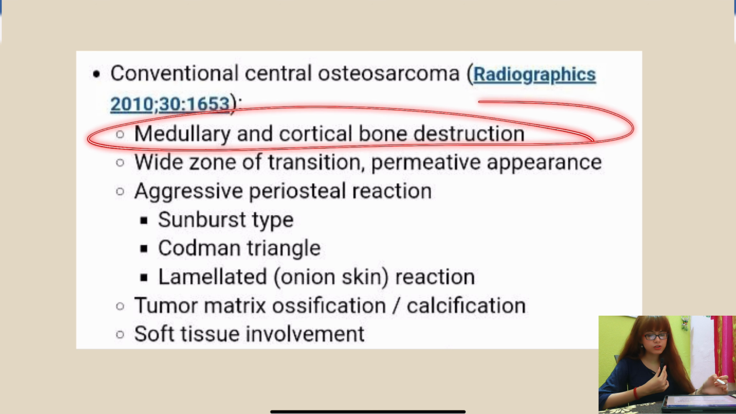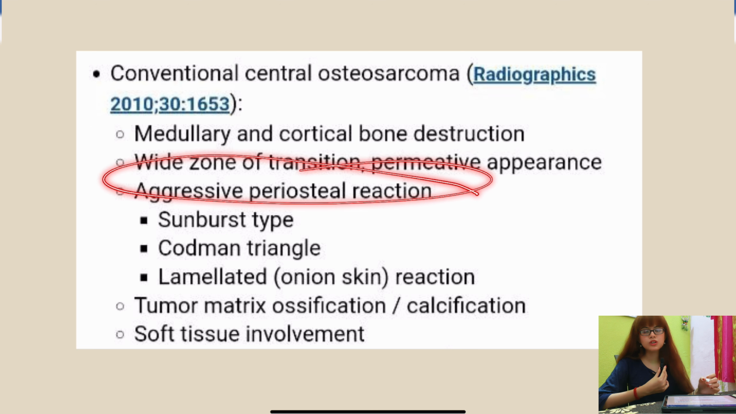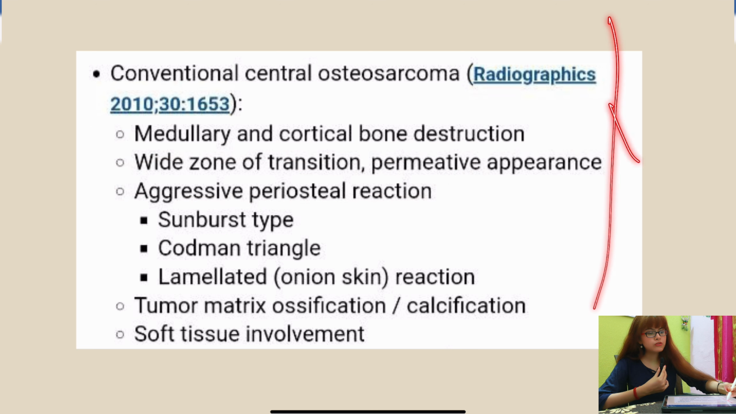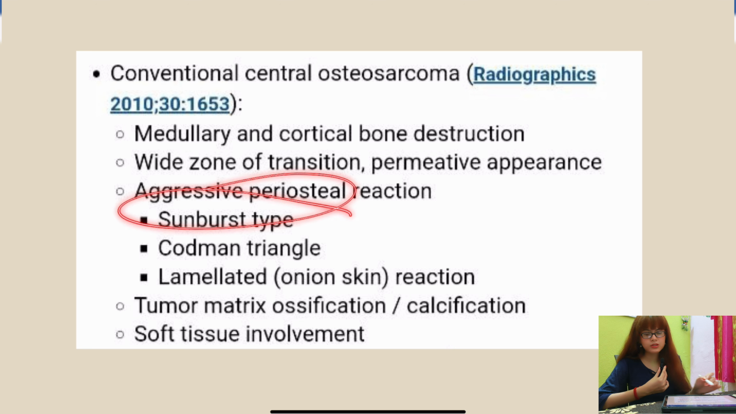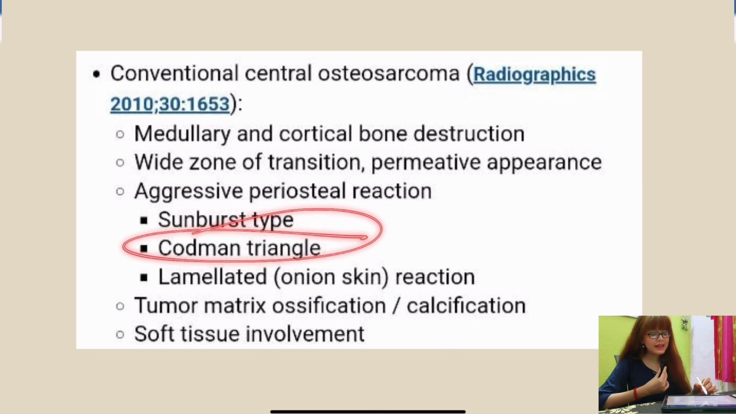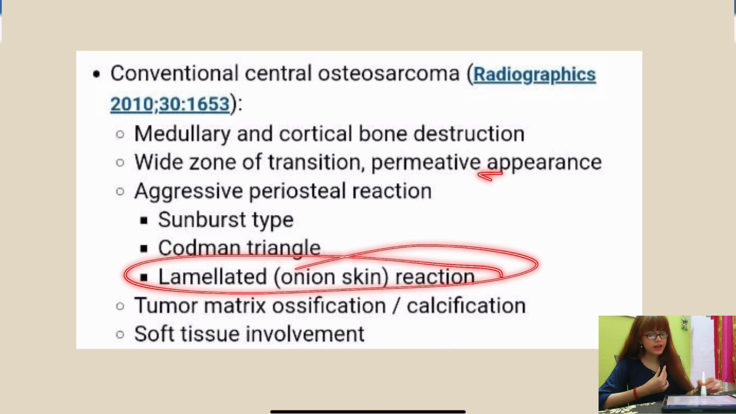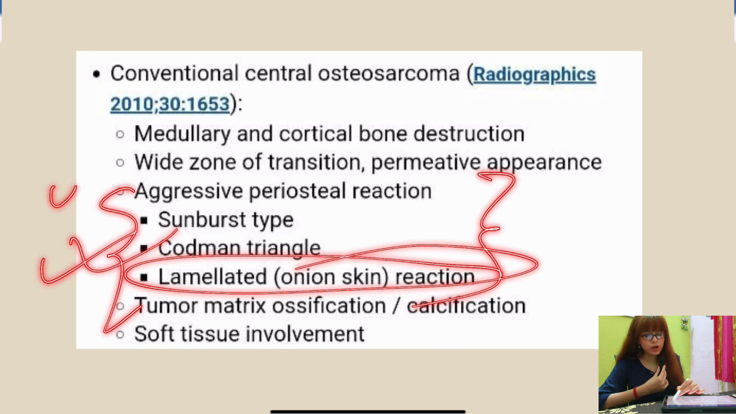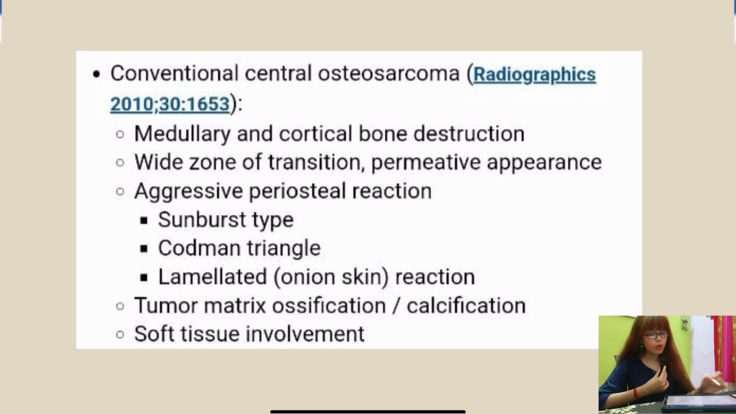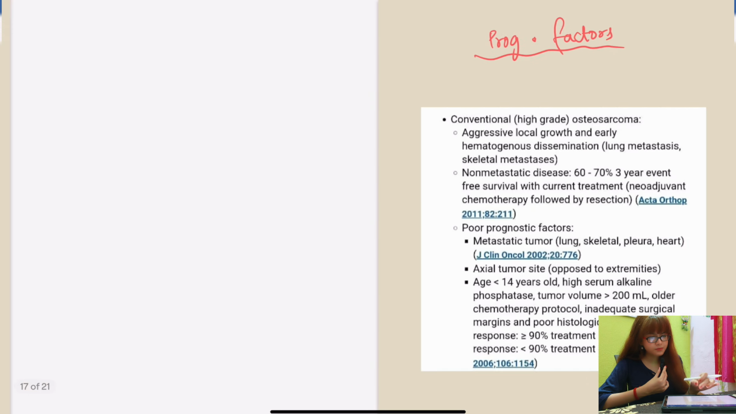Now, important features about this conventional central osteosarcoma is that there is bone destruction, and they have aggressive periosteal reaction. The bone deposition over there is very aggressive, because of which we have the sunburst or sunray appearance, Codman's triangle, and the lamellated or onion skin reaction. These three are found in osteosarcoma. Very important MCQ as well. Okay, there's tumor matrix ossification and soft tissue involvement.